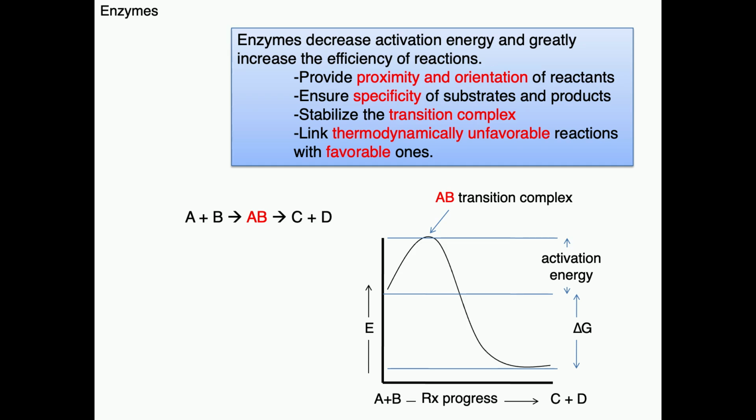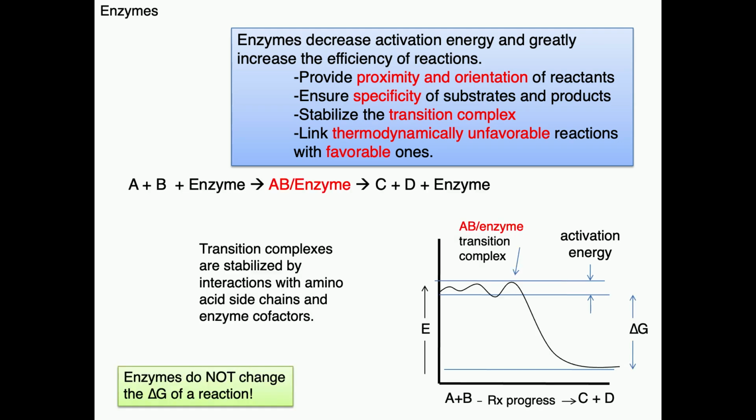Okay, and we call this the transition complex. And again, the only way you can get that transition complex and get beyond it in a test tube is through random collision of the molecules. Okay. In an enzyme catalyzed reaction, it's a little bit different.